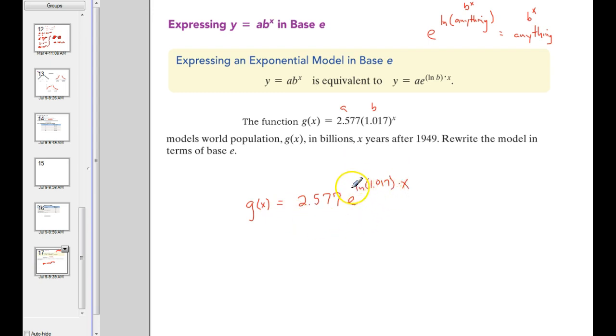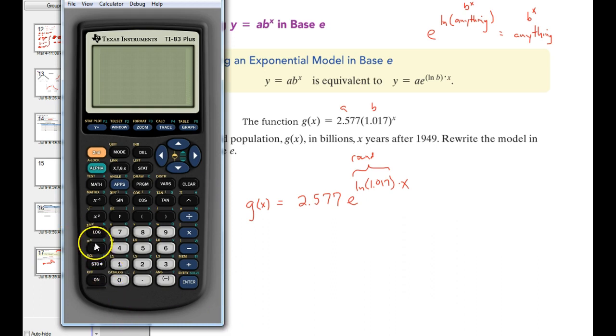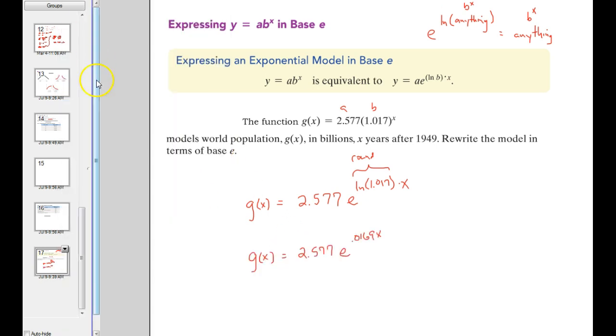It's just typically we don't leave the natural log in there. A lot of times they'll have you round this, and usually they'll have you round it to 3 or 4 decimal places. So you just type in the natural log of that number. Alright, so I get 0.016, or change that to a 9 because of the 5. So 0.0169. Alright, so there's our value. This number gets rounded. This natural log of 1.017 is approximately this, and we round it, and then just stick the x on the end of it.